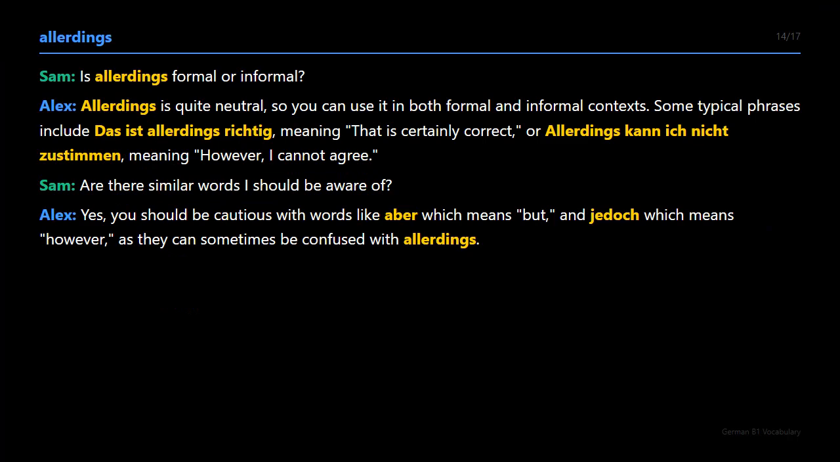Are there similar words I should be aware of? Yes, you should be cautious with words like aber, which means but, and jedoch, which means however, as they can sometimes be confused with allerdings.